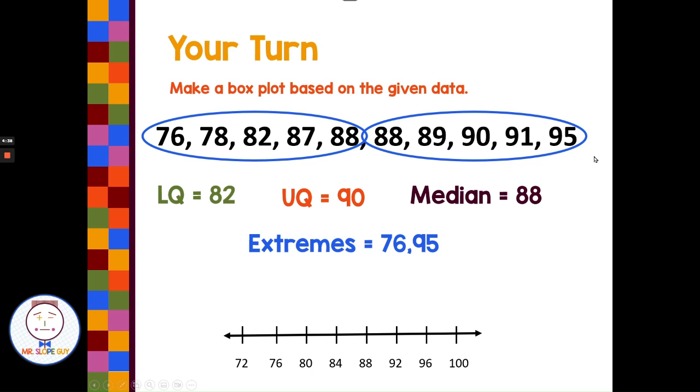And let's put these dots on our plot. So we put in our LQ, our UQ, our median. We can box that in. And then we whisker out to the least and to the greatest. Draw our whiskers. So hopefully your box plot looks like that.